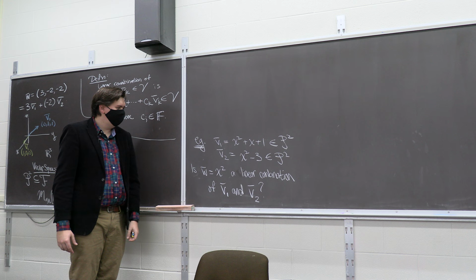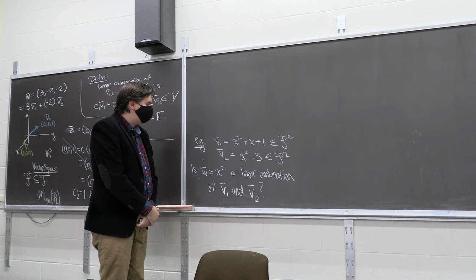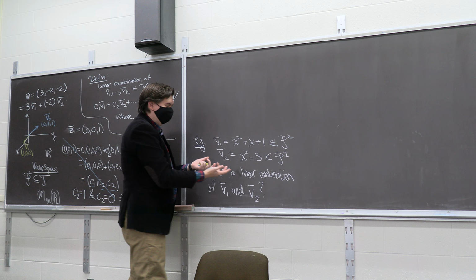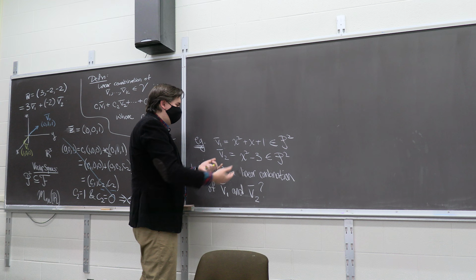Well, you kind of look at it and you're like, I want to get this x squared piece by itself. Can I get the x squared piece by itself? Well, I have to either get rid of this minus 3 or this x plus 1. Is there some way to combine these that will get rid of those pieces? Doesn't really look like it. I can add them or subtract them, but I don't really get an x squared by itself, but we want to be sure. So let's do the exact same thing we did before.